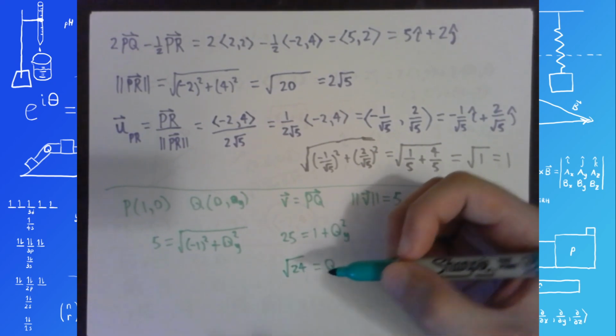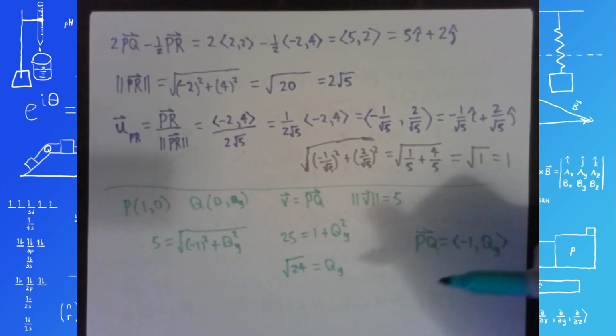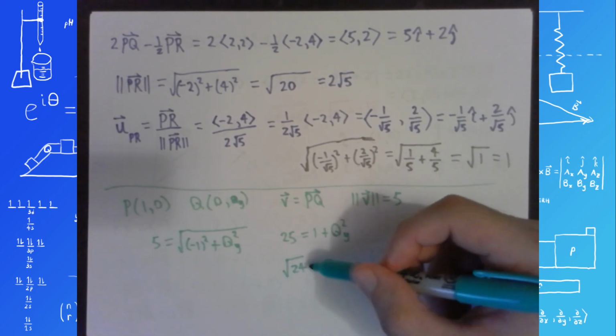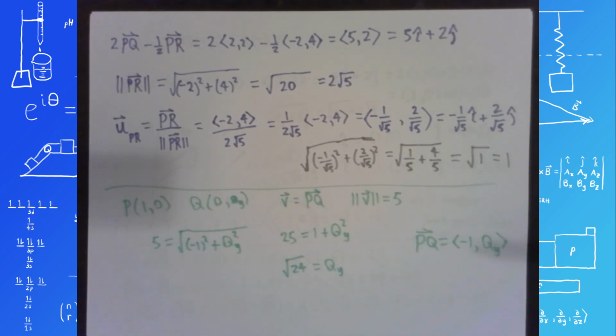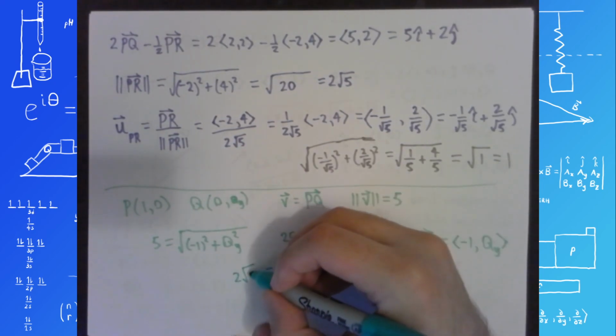They said that it's on the y-axis and above the initial point. That means that it's the positive root. It's somewhere on the positive y-axis. Okay, and I guess I can simplify this a little bit. So equals 2.